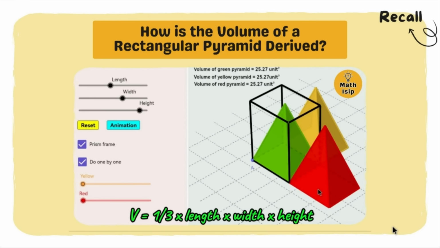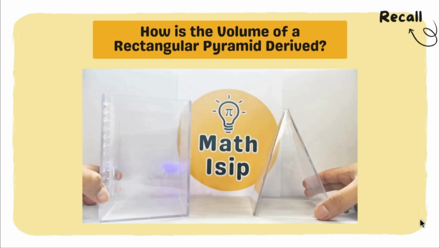Alright, using this model, we were able to find out the relationship between the pyramid and then the prism. So ito na po yung relationship niya. Volume is equal to 1/3 times length times width times height. To prove this, we also have another derivation method which is using a liquid. Okay, panoorin niyo po ulit ito para po ma-remember natin, maalala natin yung derivation.